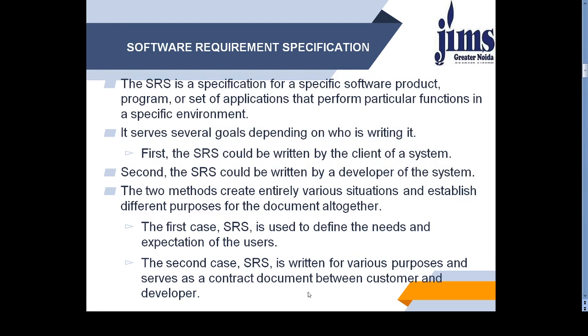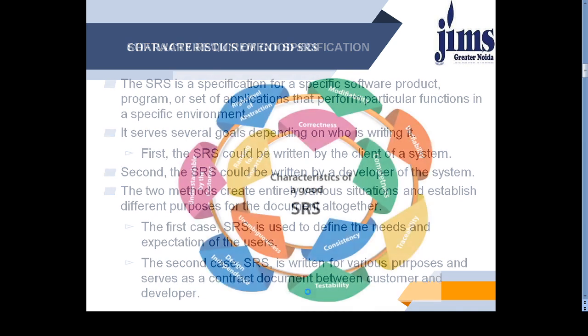developer. So basically, SRS is a contract between a company and the person who is giving you the order. It has all the details of the requirement: what he wants, what type of system he wants, what the configuration will be, and everything. So everything is defined in the SRS. It is written from the perspective of the client who is giving you the order. It is also written from the perspective of the developer who is developing the system.